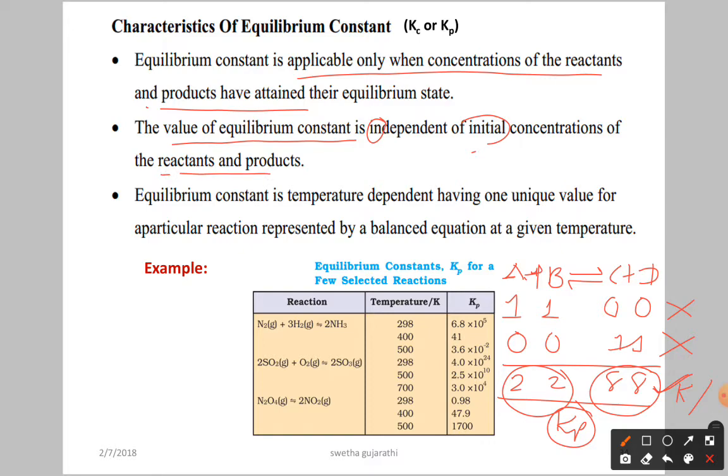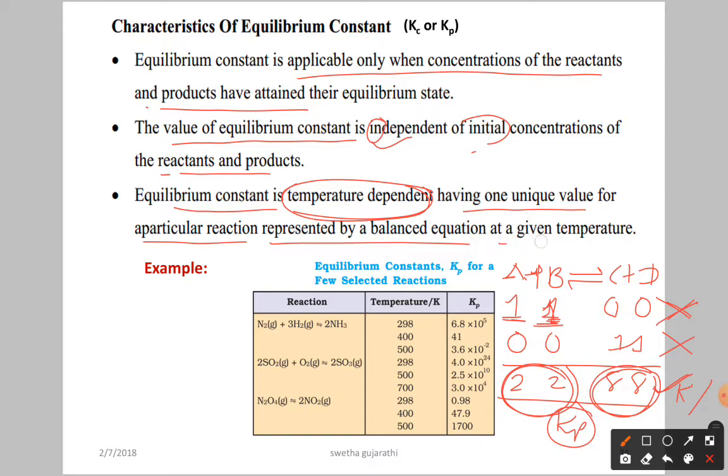Now if you see here, whatever concentration we take, we are not assuming it. It depends on the equilibrium concentrations only and is independent of the initial concentrations. Next, the equilibrium constant is temperature dependent. It is independent of initial concentration, but temperature dependent, having one unique value for a particular reaction represented by a balanced equation at a given temperature.